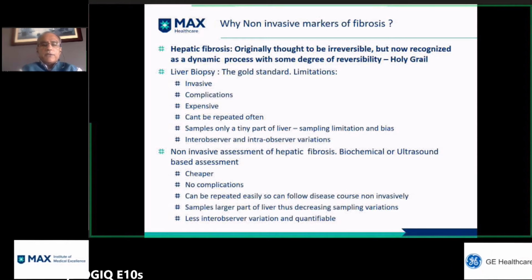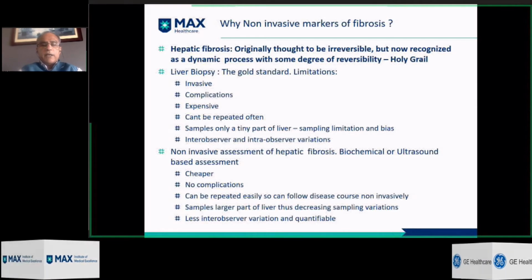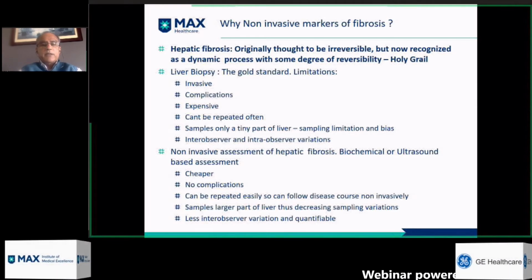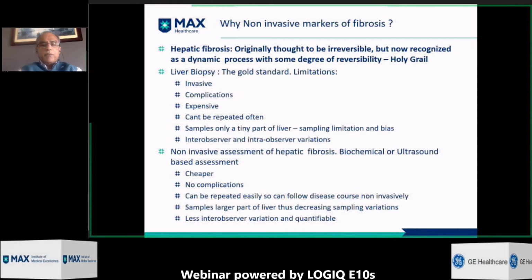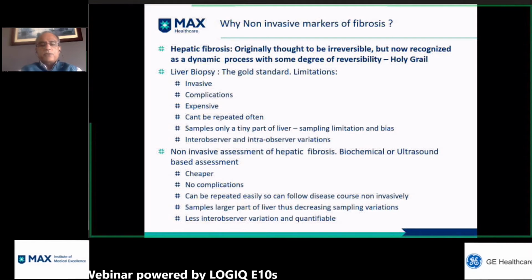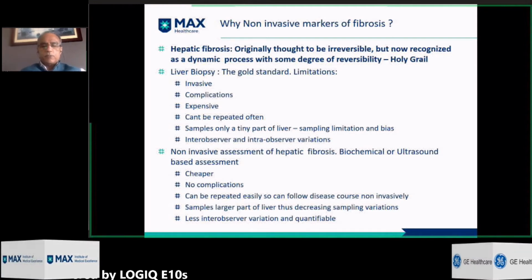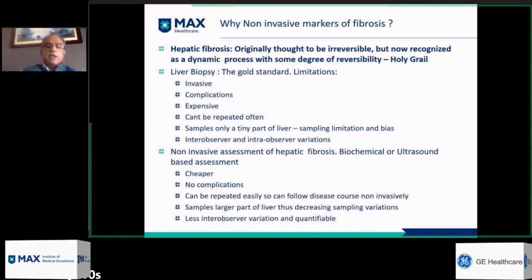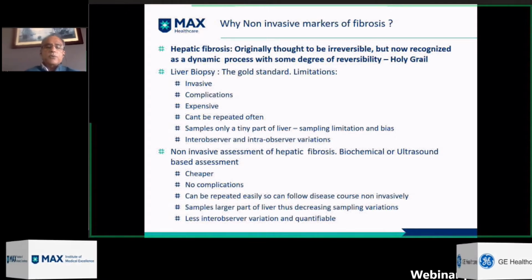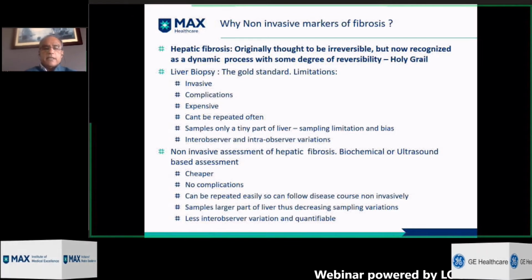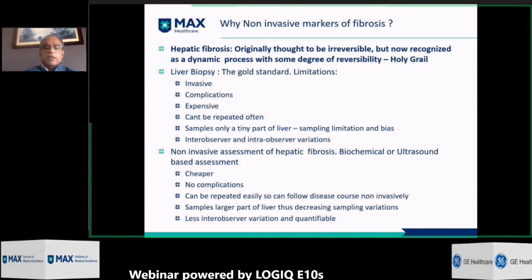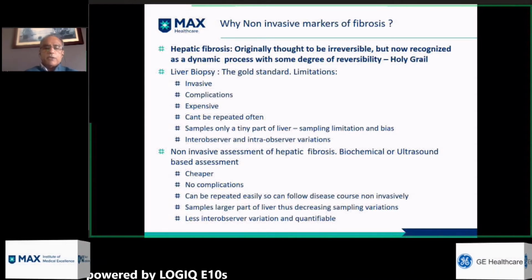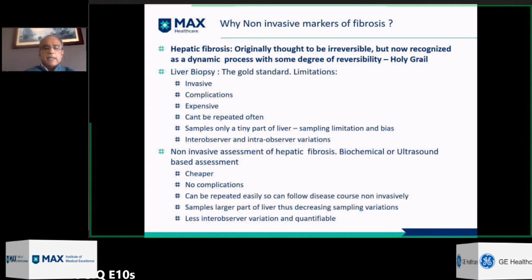When we look at non-invasive assessment of hepatic fibrosis, either biochemical or ultrasound-based assessment, the advantages are that it is cheaper, it has no complications, it can be repeated easily, so we can follow the disease course non-invasively. So we can do it every year to assess progression or regression of the disease. We can assess it as a screening tool in patients, so we can detect the disease early. It samples a larger part of the liver, so it decreases the sampling variation. We cannot assess every part of the liver even on these parameters, but it does better. There is less inter-observer variation, and it is a quantifiable technique.